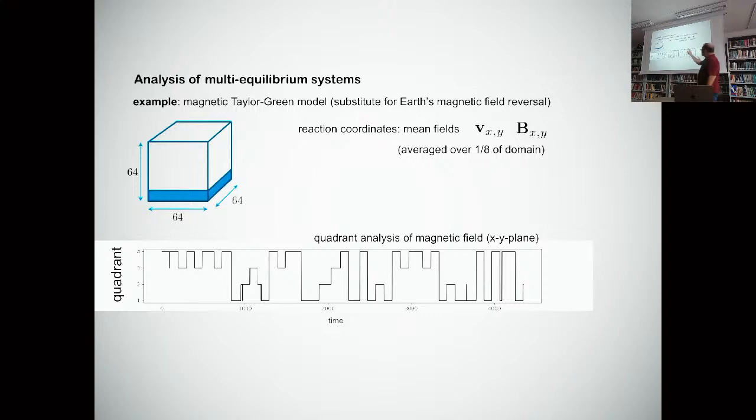I should also mention that our reaction coordinates are the mean Vx, Vy, so that's the velocities, and the magnetic field, Bx, By, averaged over the bottom 1/8 of our cube. Okay, that's our reaction coordinate. That's how we somehow bring the high dimensional phase space down to just a few numbers.